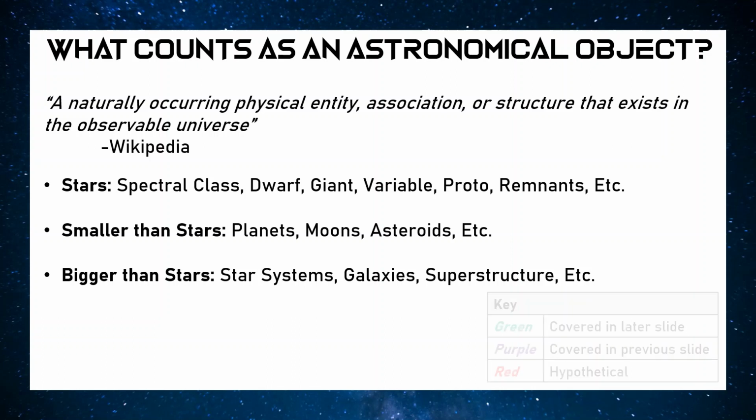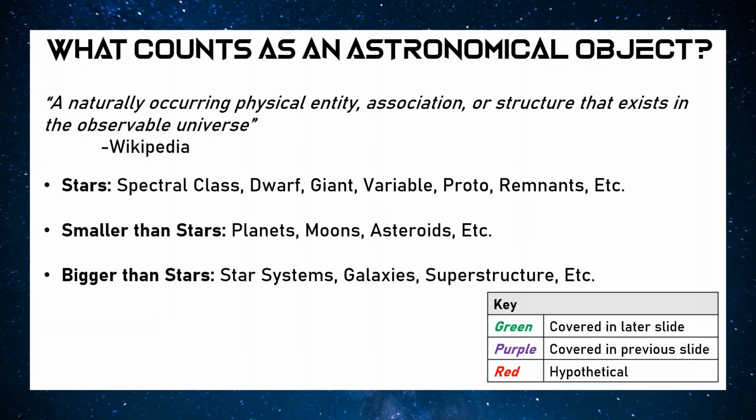And then just a quick key here. If you see text in green, that means I'll be covering it in more detail in a later slide. If you see purple text, that means I've already covered it in a previous slide, so I'll just briefly go over it. And then red text means it's a hypothetical object.